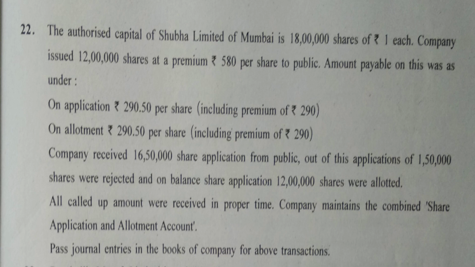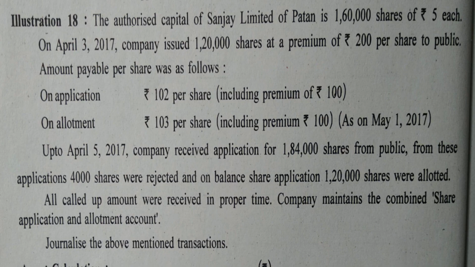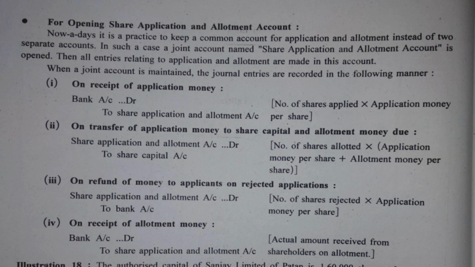Yes. Amount called up were received in proper time. Company maintains the combined share application and allotment account. Pass journal entries in the books of company for above transactions. Sum is extremely simple. Let us understand it on the basis of this journal entry. First journal entry is going to be the one which is presented on your screen.